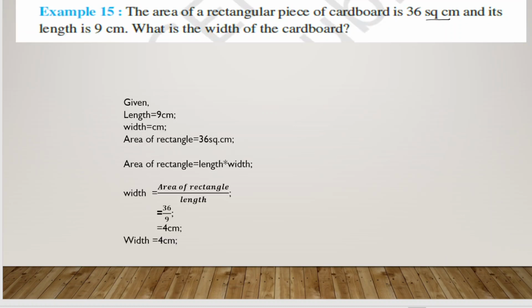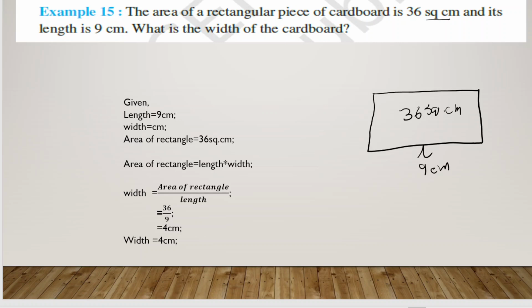And coming to the next problem, the area of a rectangular piece of cardboard is 36 square centimeters. Here, this is a rectangular cardboard having the area as 36 square centimeters and the length was given 9 centimeters. And we need to find out the width of the cardboard. We don't know the width, and the area was given as 36 square centimeters.